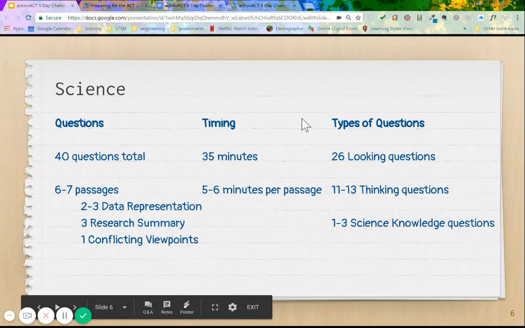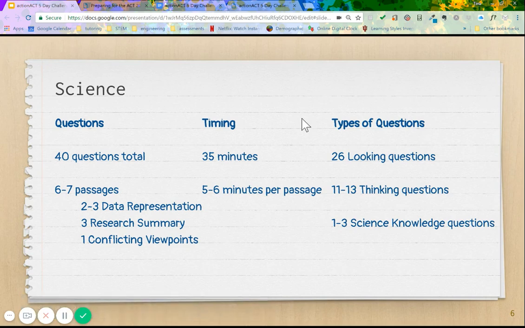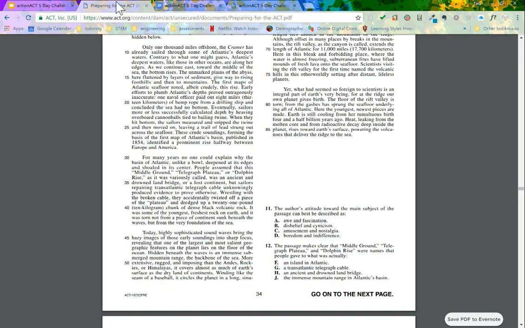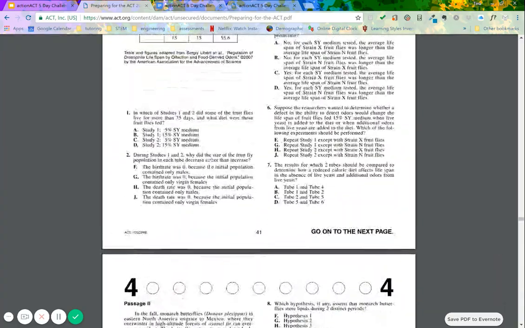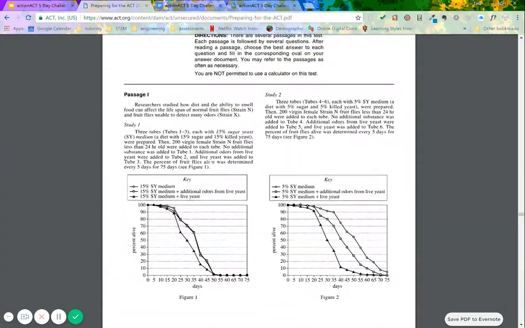The last multiple choice section is science. On science, you have overall the same as reading with 40 questions in 35 minutes. But here the passages are broken out a little bit differently. You have 6 to 7 passages. 2 to 3 of them are what ACT calls data representation. So let me show you an example of a data representation passage.